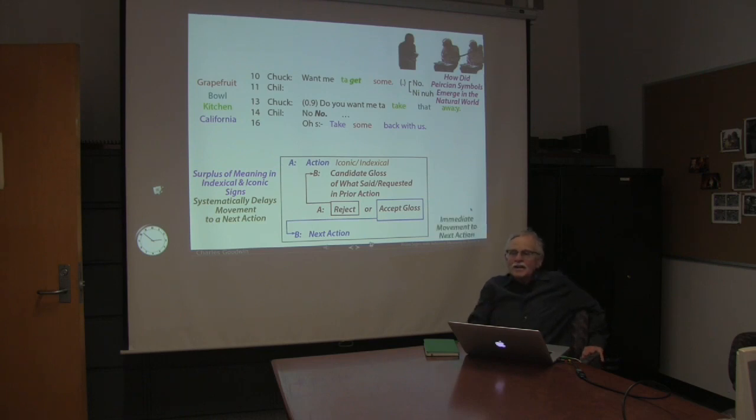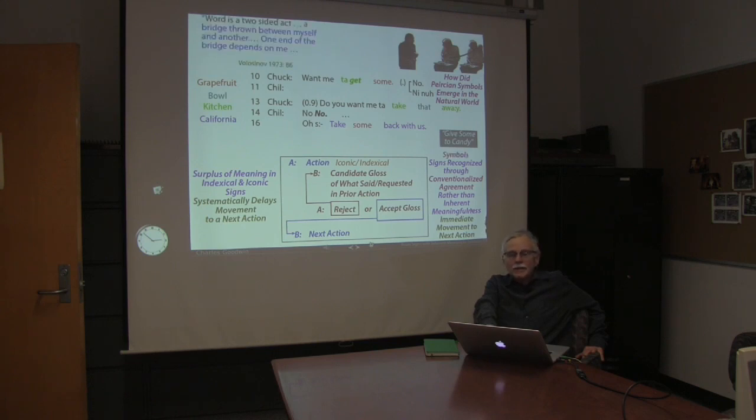Okay, so what we're finding here is that you can't move immediately to a next action with Chill's pointing. How could you do it? Well, if you had a sign that was recognized through conventional agreement rather than inherent meaningfulness, if Chill had been able to say candy or give some candy, you would have gone immediately to that next action. Okay, what are signs that are recognized immediately through convention? They are, okay, in this sense, word is a two-sided act.